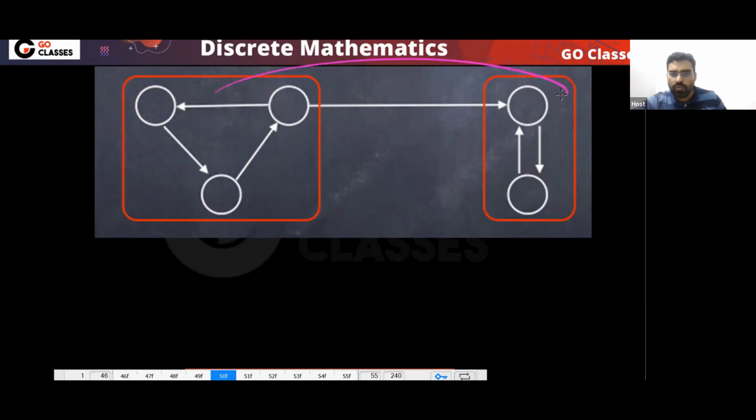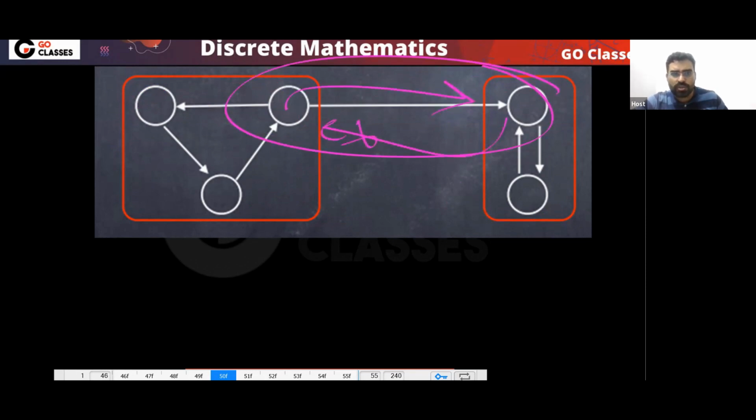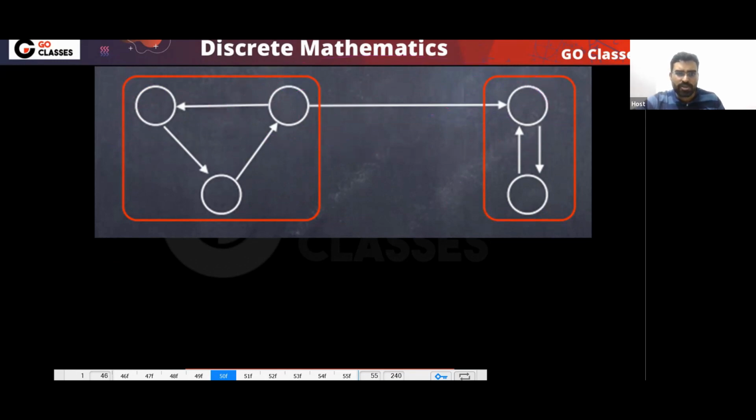What about these two? Are they strongly connected? No, they are not strongly connected, because there is a path from this to this, but there is no path from this to this. So in this, how many strongly connected components? Number of strongly connected components is 2.